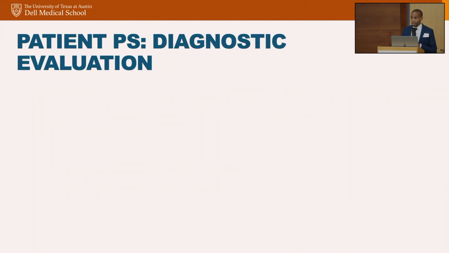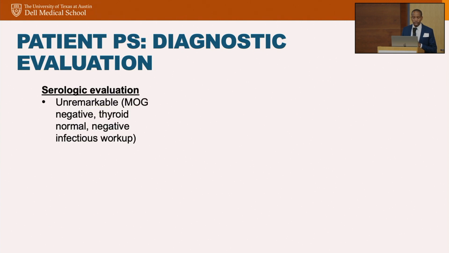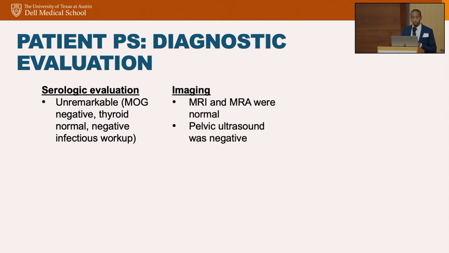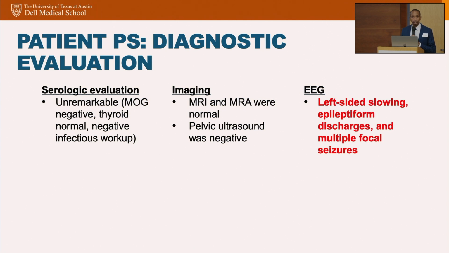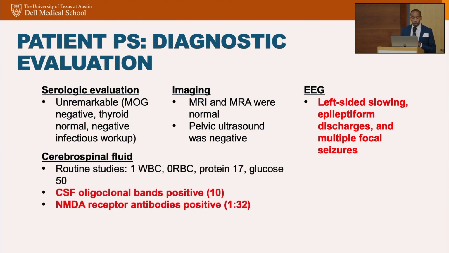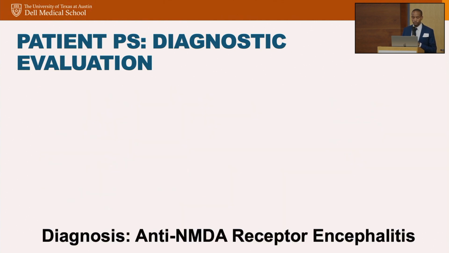We did an extensive workup on this individual. We did a serologic evaluation, including MOG antibody testing, which was negative. We performed imaging, which was all normal. And we performed an EEG, which did help. It was abnormal. There was slowing, there was epileptiform discharges, and we also captured focal seizures. We retapped her. This time we sent oligoclonal bands, which were positive. And we also sent autoimmune encephalitis testing, which came back positive for NMDA receptor antibodies. And so she was diagnosed with anti-NMDA receptor encephalitis.